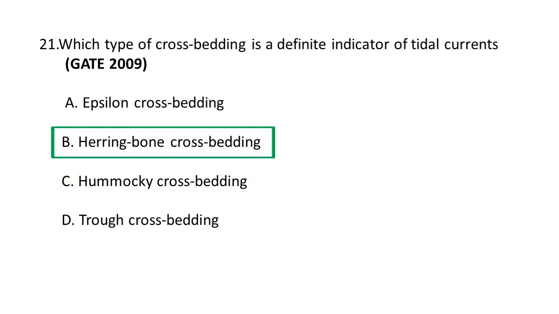Herringbone cross bedding is considered a definitive indicator of tidal currents because it forms when the currents repeatedly flow in opposite directions. This is the characteristic feature of tidal environments where there are alternating flood and ebb tides, and essentially the alternating layers of cross beds dip in opposite directions. They reflect the changing current direction. So herringbone cross bedding is the type of cross bedding which is a definite indicator of tidal currents. B is the correct option.